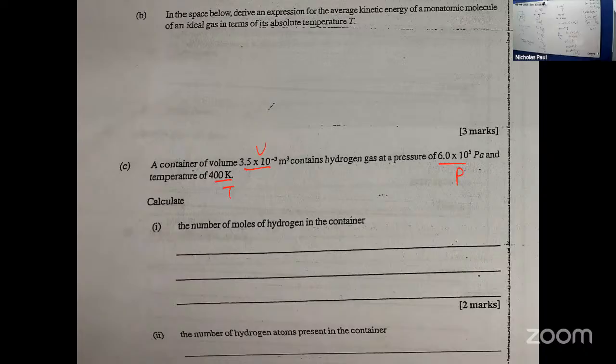Small n is moles. Capital N is number of particles.